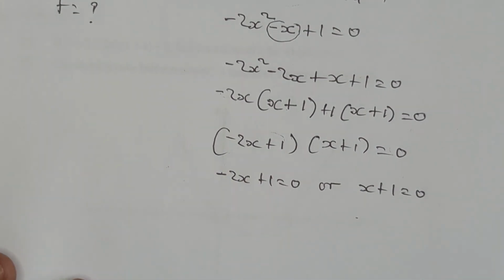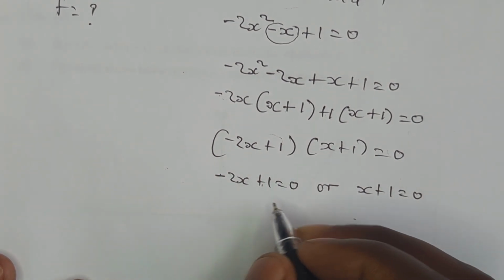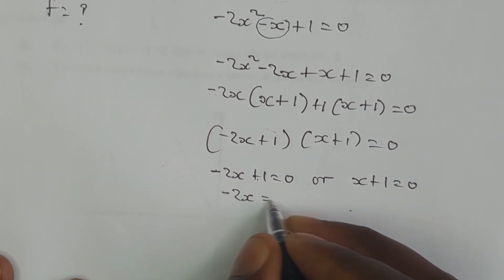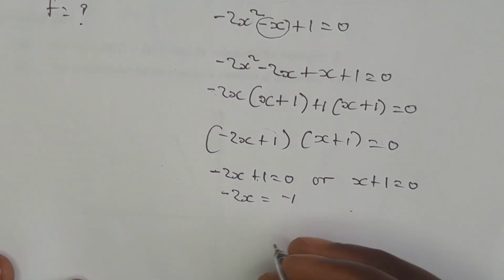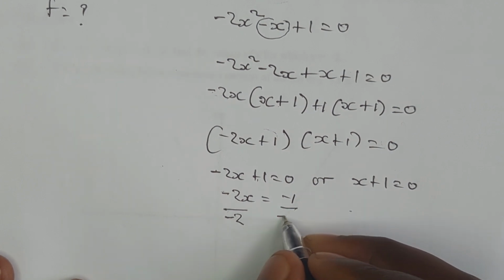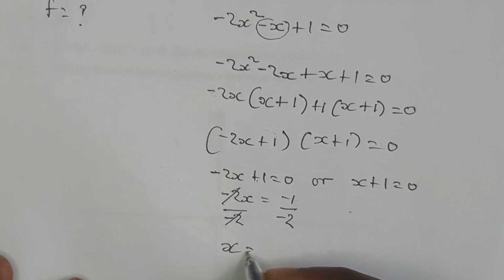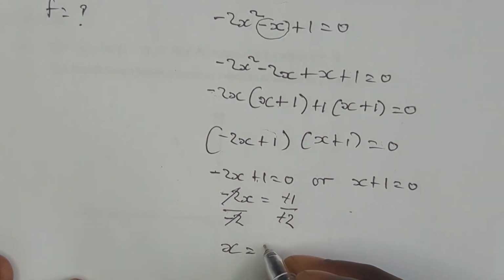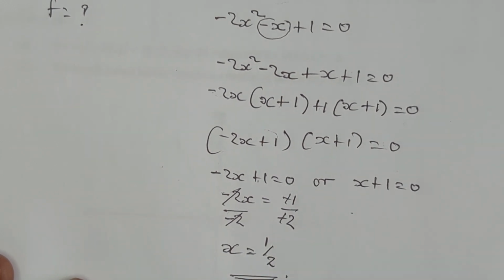To find the value of x, therefore, this one will go the other side. So this will be -2x is equal to -1. To make x the subject of the formula, we divide by -2, even here by -2. This and that cancel. We are going to remain with x is equal to, this negative and this one, they'll cancel, we remain with 1/2. So this is one value of x.